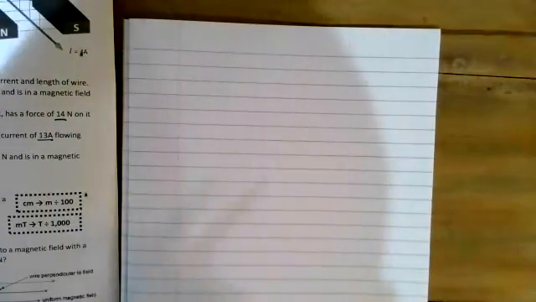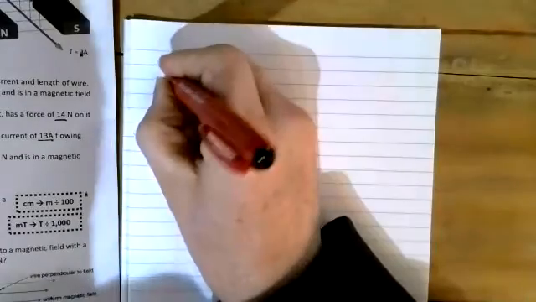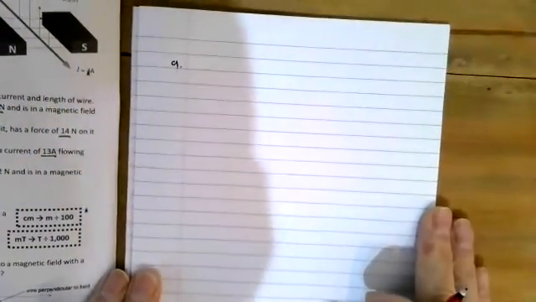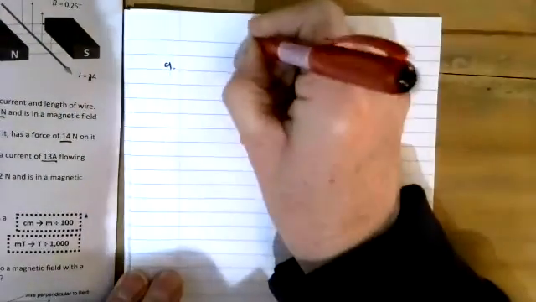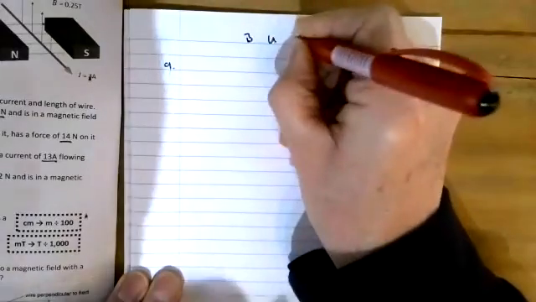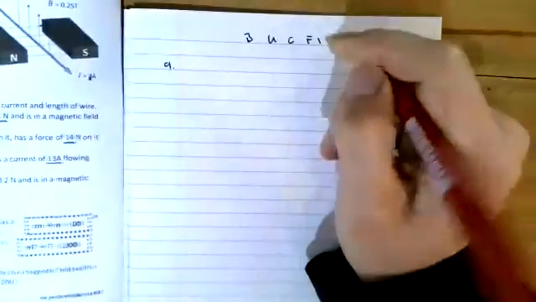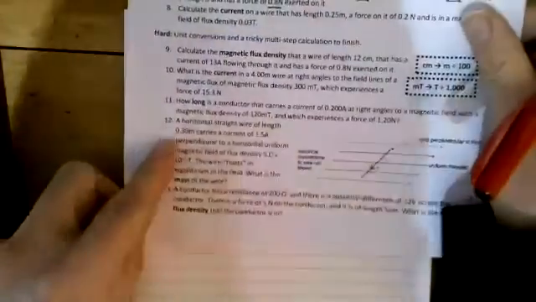So what we're going to do now is question number 9. It's a new page. There are questions 5, 6, and 7. Now moving on to question number 8. Okay, so I'm going to a new page. I'm going to start with the formula at the top, just to remind me. So I'm going to do number 9.